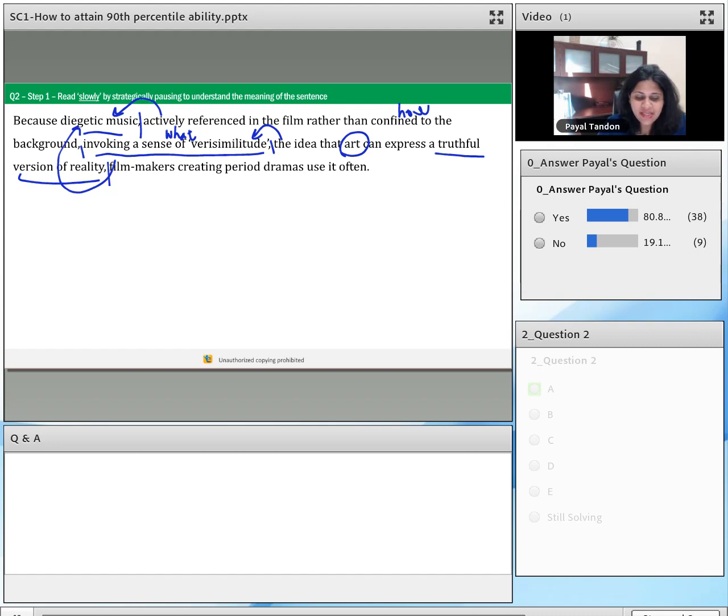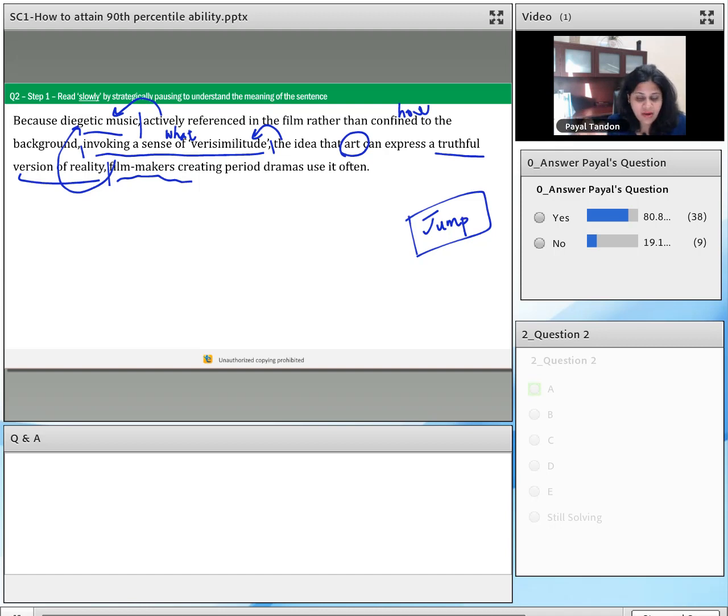Okay. Filmmakers creating period dramas. Now, when you come to this part over here, you feel as if there is a jump here. So far, you were talking about diegetic music. How is it used? What emotion does it lead to? Now, suddenly, the author has shifted gears and he's talking about filmmakers. Now, there is a jump here. So I want you to recognize this. Whenever you, I'm just going to write this part over here, a jump, okay? Filmmakers creating period dramas use it often. So even though there is a jump, even though you feel there's something not quite right with it, you should still read that entire chunk and understand what does it mean.